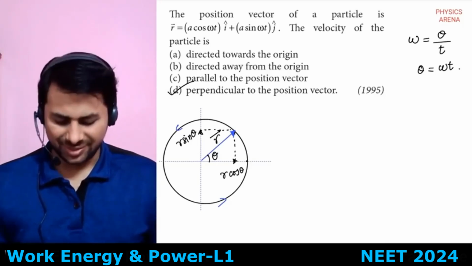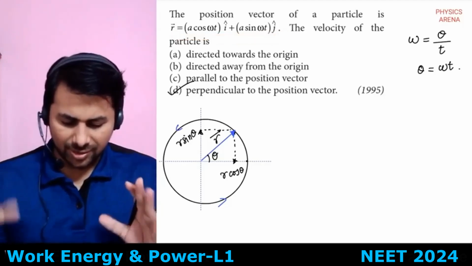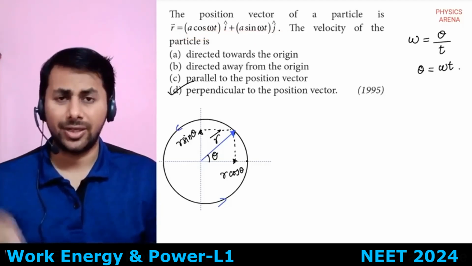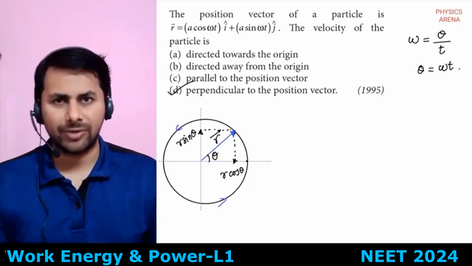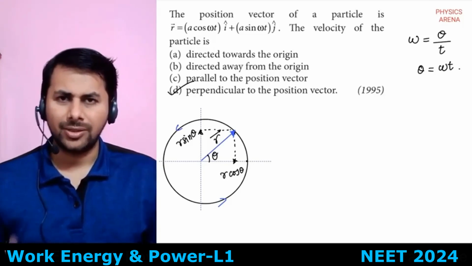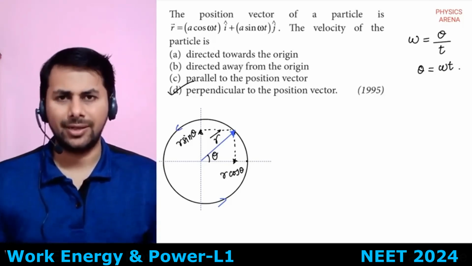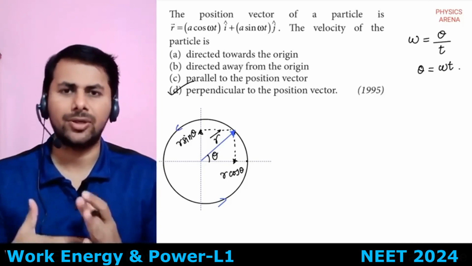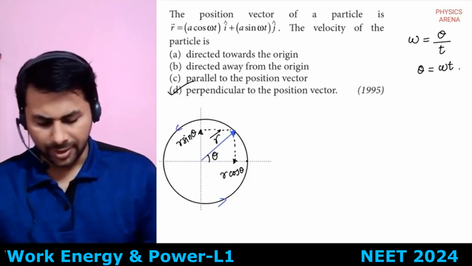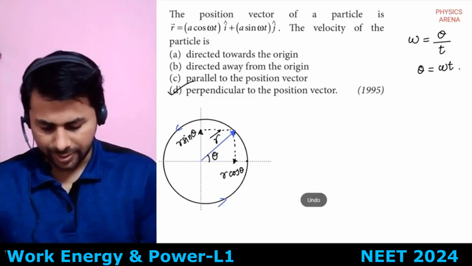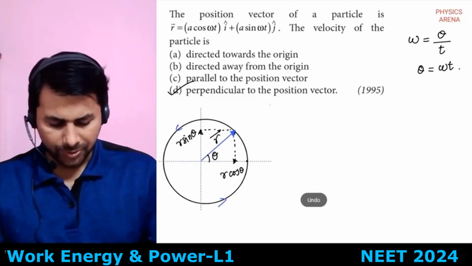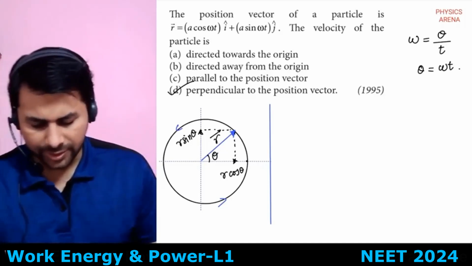Okay, so this is very simple. Merely by looking at this vector, you should be able to guess this is the position vector of a particle performing circular motion. So this is along the radius, and in circular motion the radius is perpendicular to velocity. So the answer is option D. Okay, if you can't guess it, then what will you do? Still you can solve this.